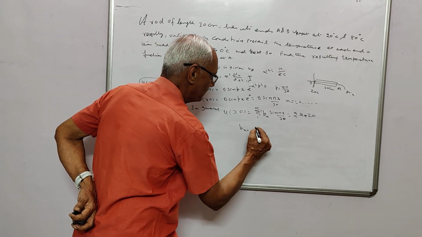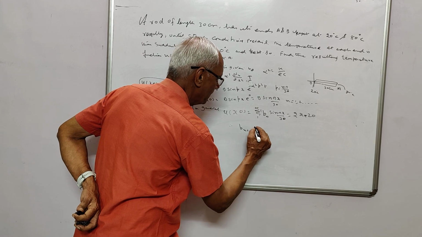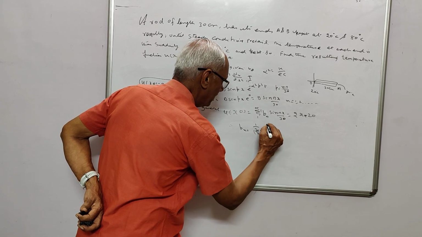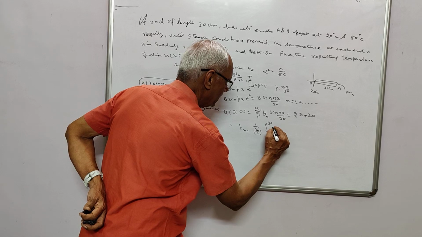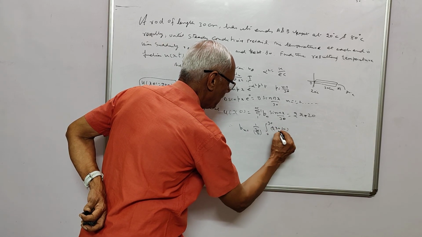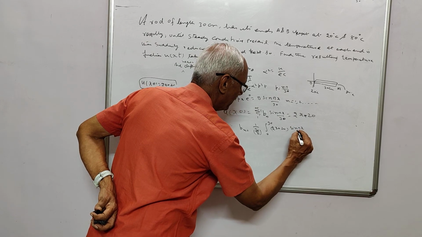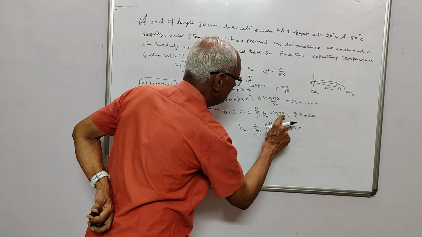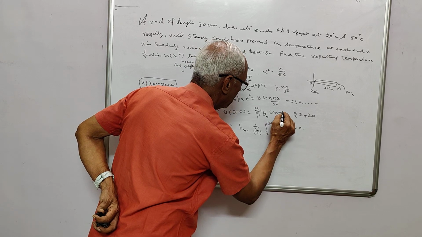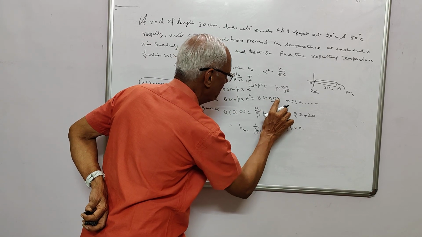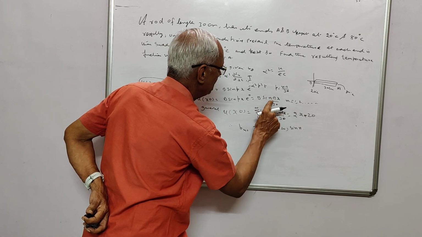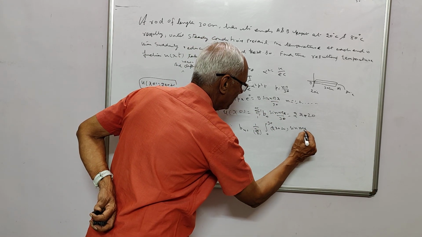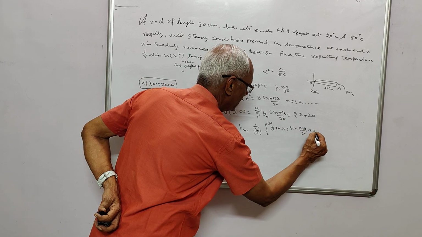And you see that this resembles a half range Fourier series. So b_n is given by 1 by 30 by 2, then the integral from 0 to 30 of (2x + 20) f(x) into sin(nπx/30) dx.